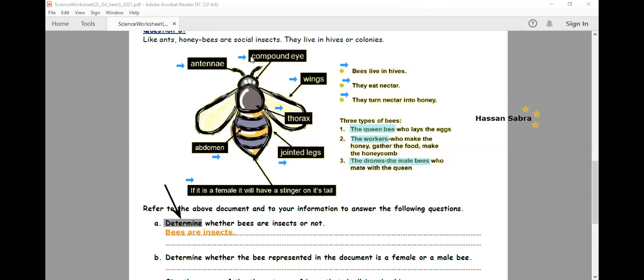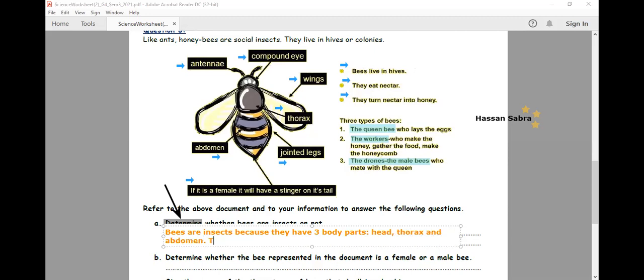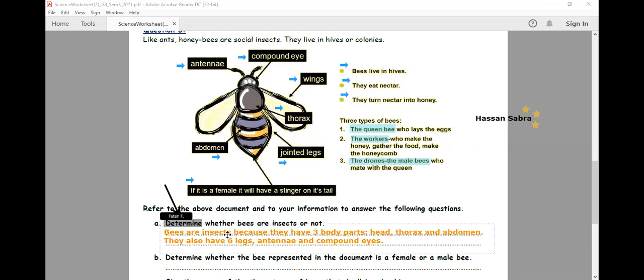Bees are insects because they have antennae, compound eyes, wings, thorax, jointed legs, and abdomen. Bravo. Because first of all, they have three parts: head, thorax, abdomen. They also have six legs. Thanks a lot for the answer. Do not forget that when the question is to determine, you need to tell me why.